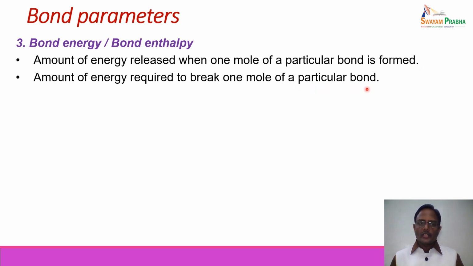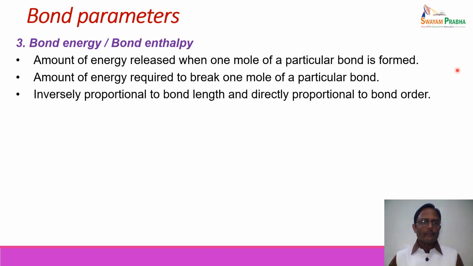a bond dissociation energy. For a particular bond, the bond formation energy and bond dissociation energy are equal in magnitude but opposite in sign, because when we say it's a bond formation, it is the energy released, meaning it is considered negative, while when the bond is to be broken, energy has to be supplied and it is considered positive. But an equal amount of energy is released as well as required for bond formation and bond dissociation. This bond energy or bond enthalpy is inversely proportional to bond length and directly proportional to bond order.